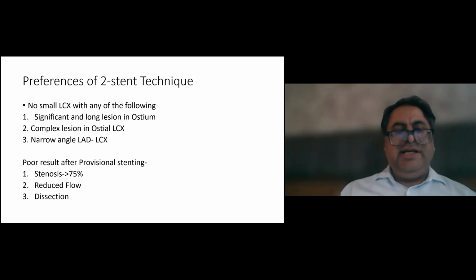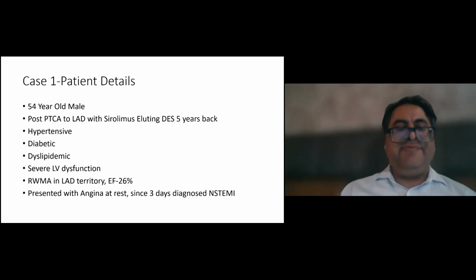For a two-stent technique, we give preference if there is a significant and long lesion in the ostium of the circumflex, there is a complex lesion in the ostial circumflex, or there is a narrow angle between the LAD and LCX. And also if there are poor results after provisional stenting, if the stenosis is more than 75%, there is reduced flow, or there is dissection.